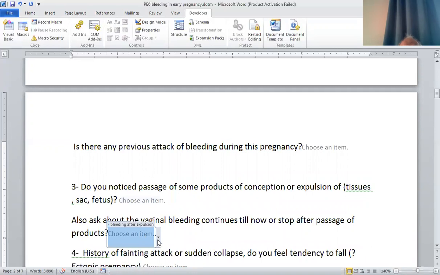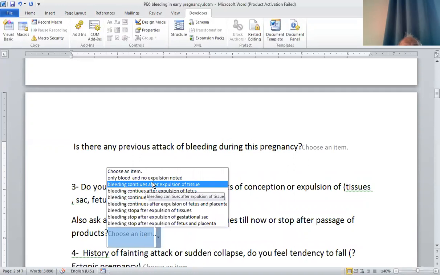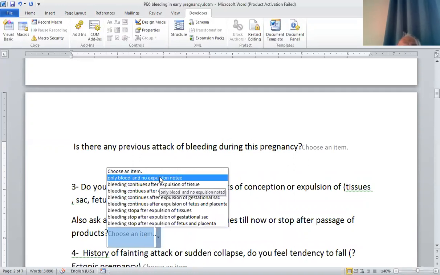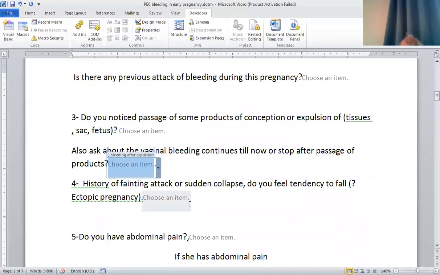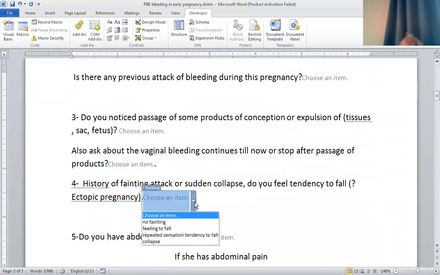We will ask about the vaginal bleeding, whether it occurs only after the expulsion. If expulsion happens, does the bleeding continue or stop? And we will ask about history of fainting, or a body sensation of falling.